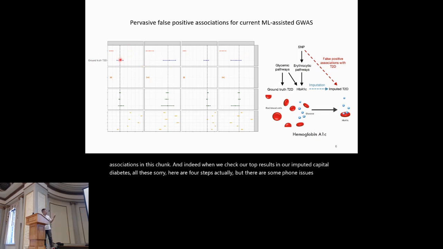But the basic idea is all of these top 4 SNPs are associated with imputed type 2 diabetes and HbA1c, but none of them are associated with outcomes that measure the control of glucose, such as fasting glucose. But all of them are associated with properties of the blood cells, such as blood cell count. So this indicates that if we just ignore the uncertainties in these machine learning predicted phenotypes, and consider the GWAS on the imputed phenotypes as the gold standard, then it will give us a lot of pervasive false positive associations.